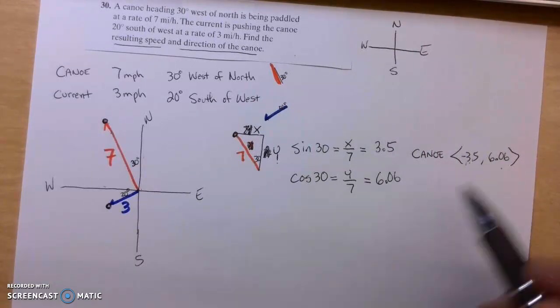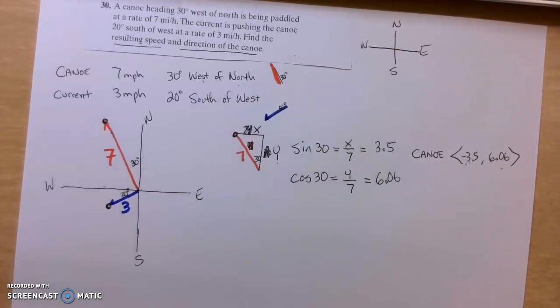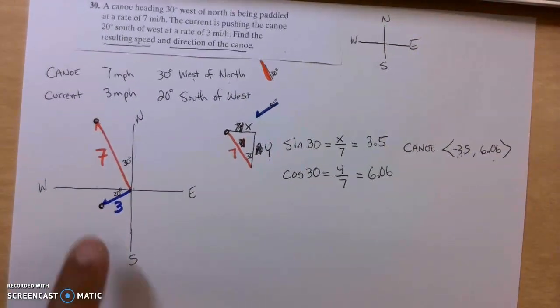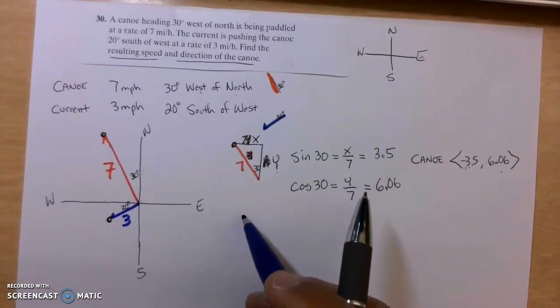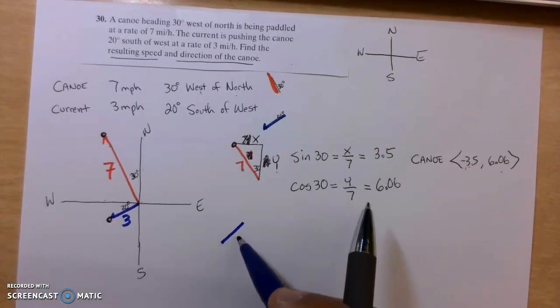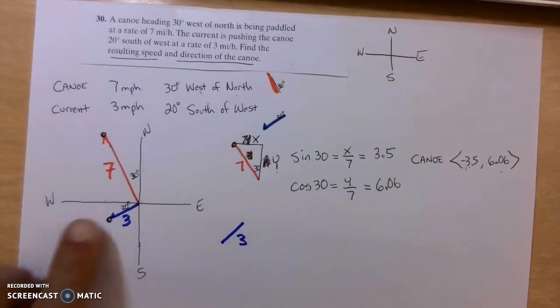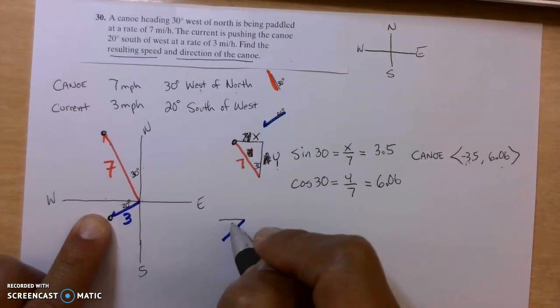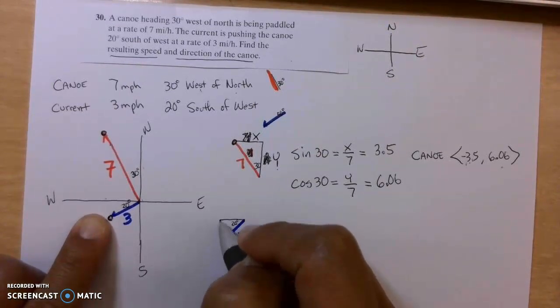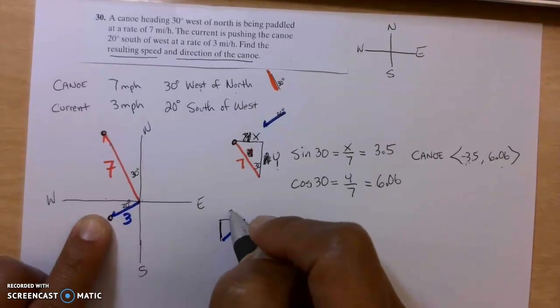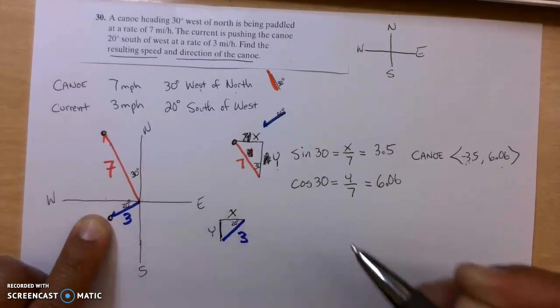West and north. West and north. Okay. Then there is the blue river current. Let's try to draw this guy here. Not quite the same as the original triangle here. We have a 20-degree angle here. We have the current, that hypotenuse magnitude is 3. We're going to figure out left to right x and up and down y.